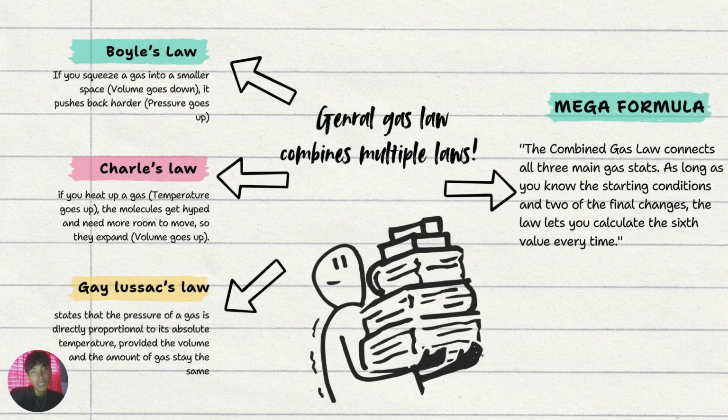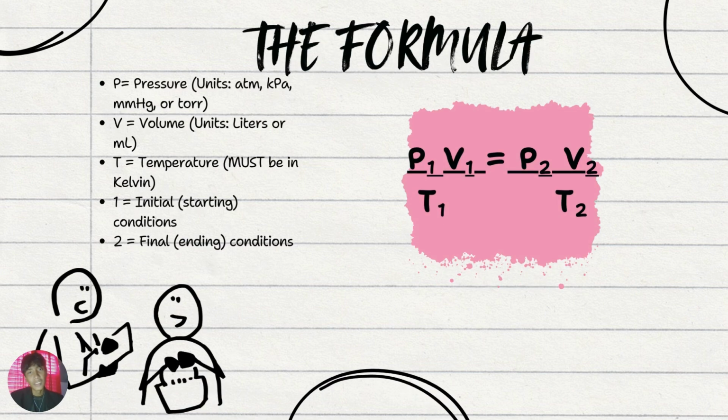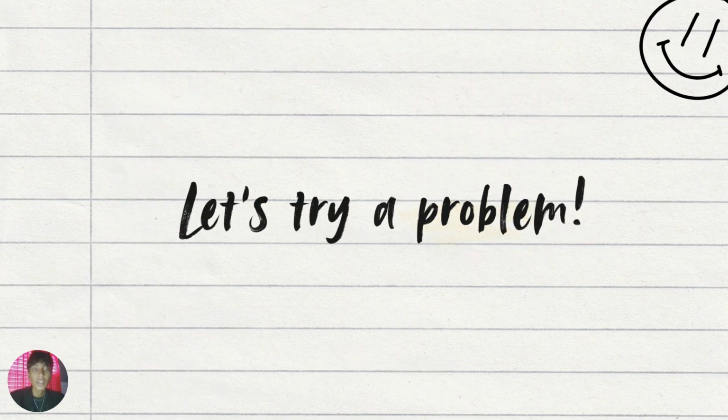The general gas law combines Boyle's, Charles's, and Gay-Lussac's laws into one mega formula, which is called the combined gas law. You can take a pause and read, but yeah, we move on. This is the formula: P1 V1 over T1 equals P2 V2 over T2. P equals pressure, V equals volume, T equals temperature. 1 is the initial starting conditions, and 2 is the final ending conditions. You could take a pause and read if you want.